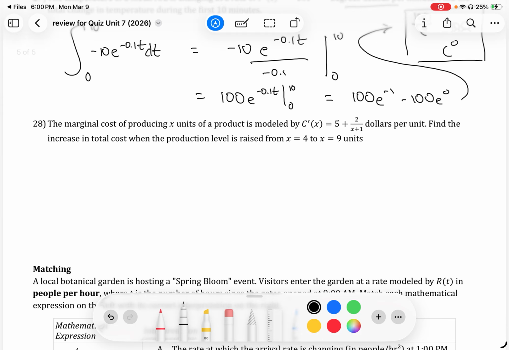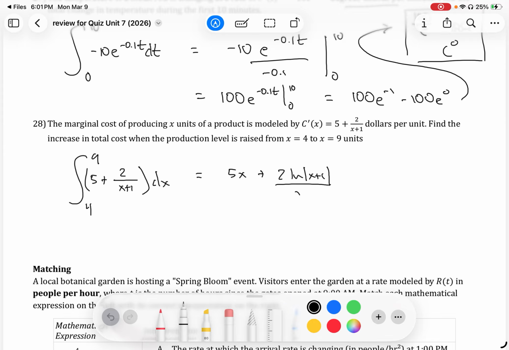Marginal cost of producing x units is modeled by this many dollars per unit. Find the increase in total cost when the production level is raised from 4 to 9. So we'd say the integral from 4 to 9 of 5 plus 2 over x plus 1 dx. The antiderivative of 5 is 5x, and the antiderivative of 2 over x plus 1 is 2 ln absolute value x plus 1 divided by 1, which obviously doesn't matter.